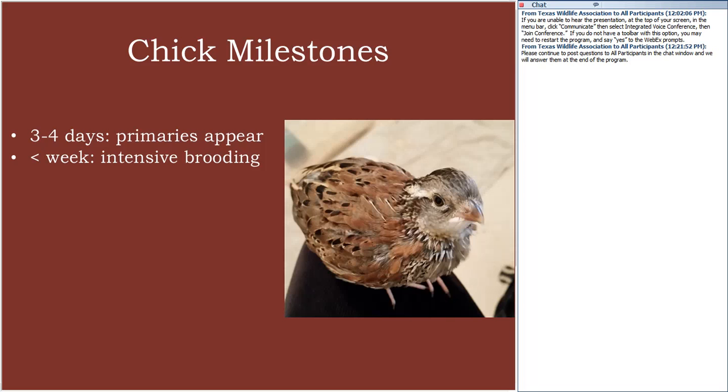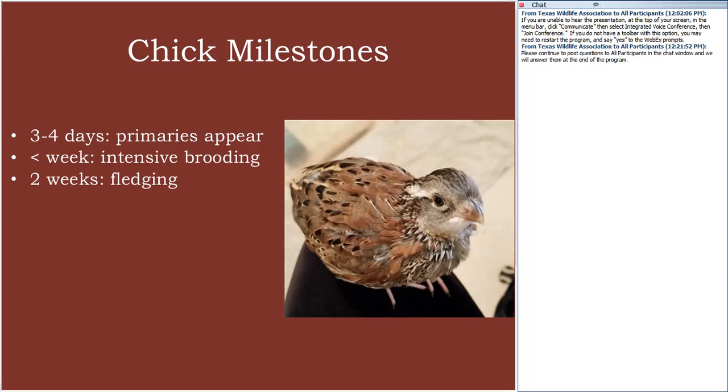Chicks that are less than a week old are going to require intensive brooding by the parent. Once again, brooding is that activity that we saw in a previous slide where the parent gathers the chicks close to his or her body and shares body heat with those chicks. At this stage, they are just not very good at regulating their own temperature, and so they require a lot of attention.